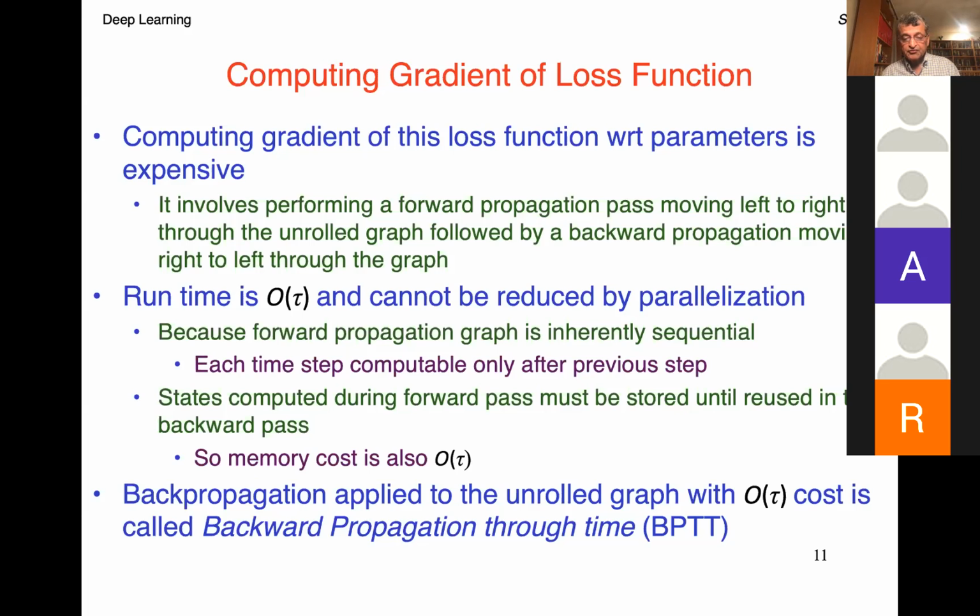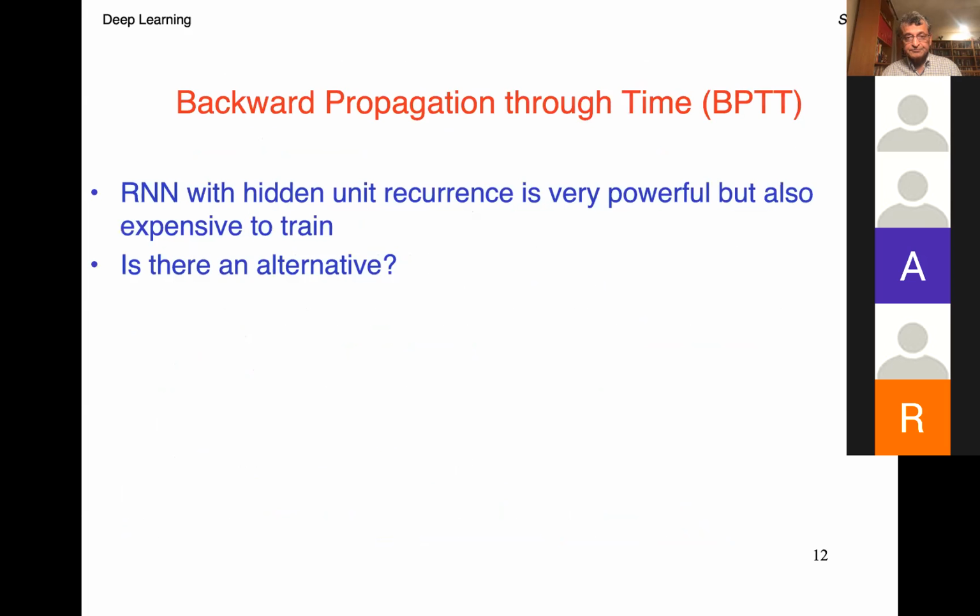And states computed during the forward pass must be stored until reused in the backward pass. So you're going to have to remember the values of the states. So memory cost is also order tau. So runtime is order tau, memory cost is order tau. Back propagation applied to the unrolled graph with order tau cost is called backpropagation through time. So this is a specialized topic in backprop called BPTT, where you're dealing with backprop involving these types of gradients. All right, this is a topic by itself, so we're not going to say much at this point.